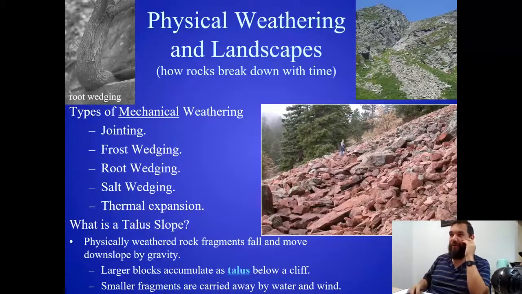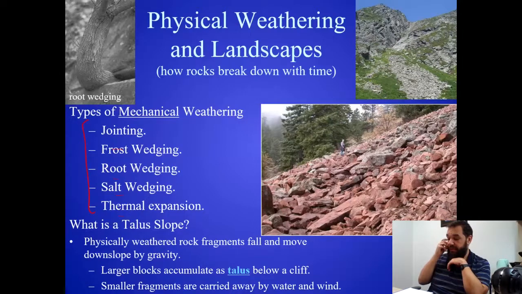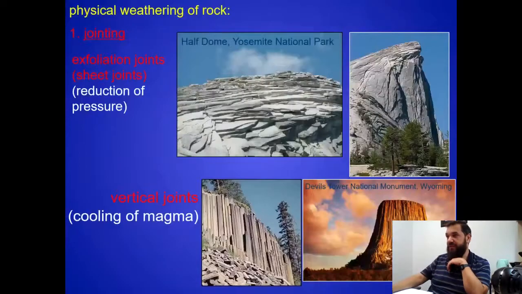So, physical weathering and landscape. We talked about chemical weathering, but we also need to talk about mechanical weathering here. There are five things that we talk about, and I give you five spaces there. Number one through five are jointing, frost wedging, root wedging, salt wedging, and thermal expansion. Okay, so we'll talk about all these different things.